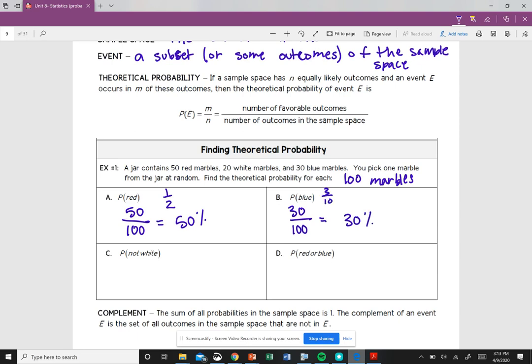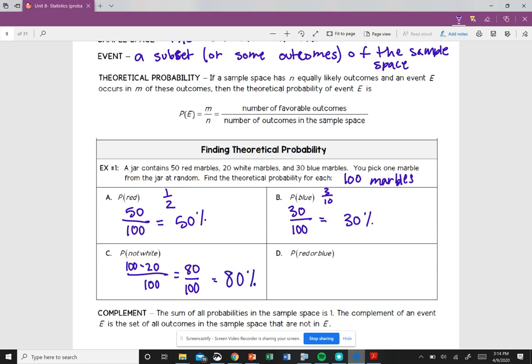Okay, the probability that something is not white. So that would mean that I figure out how many are white. So there are 20 out of the total 100 that are white. Well, there are 100 in total, so 100 minus 20 should be how many are not white. So this is 80 out of 100, which is 80% are not white.